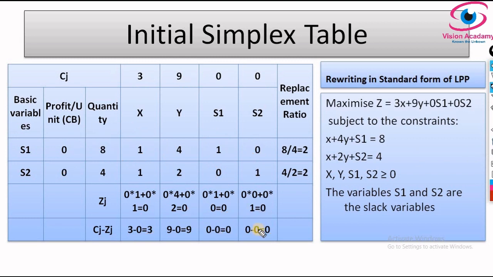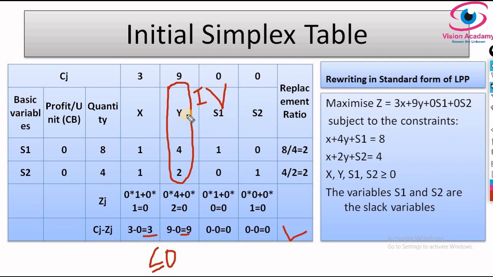Now we have to check the optimality condition in the Cj minus Zj row. What is the condition? All Cj minus Zj values must be less than or equal to zero for optimality. So let us check it. There are positive values in the Cj minus Zj row, that is 9 and 3. Since there are two positive values, we consider the highest positive value. So 9 is the highest positive value, and y will be the incoming variable in the next iteration.